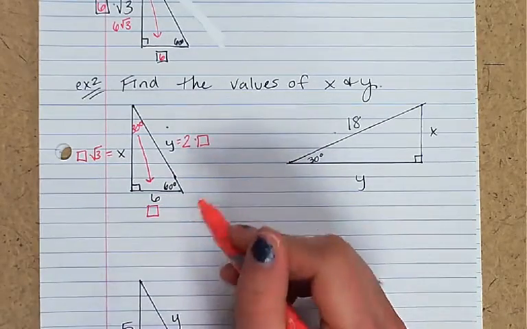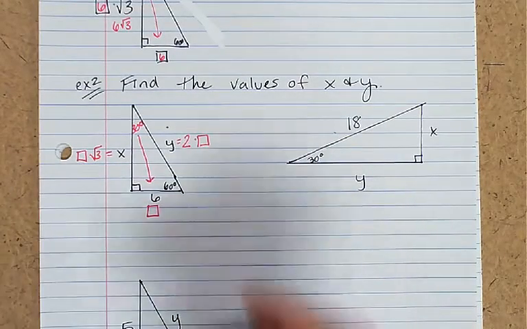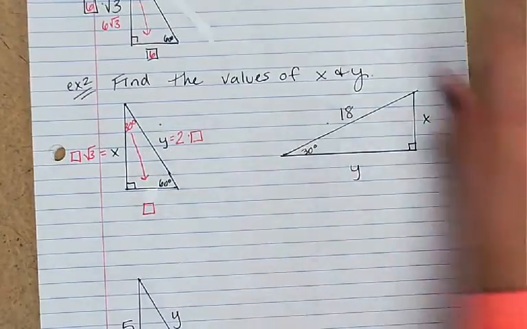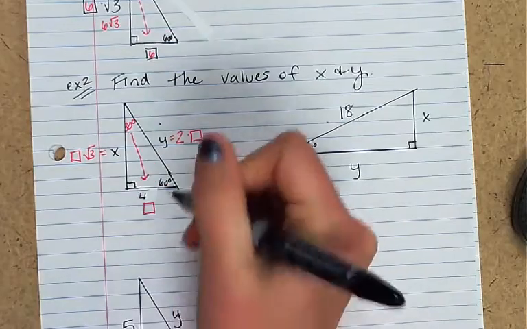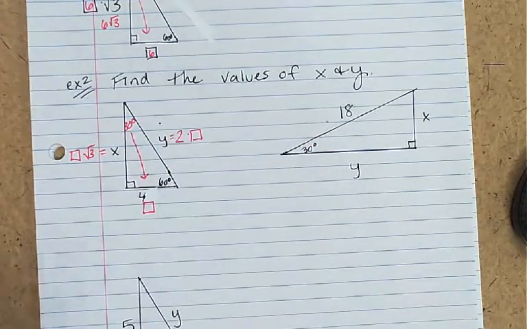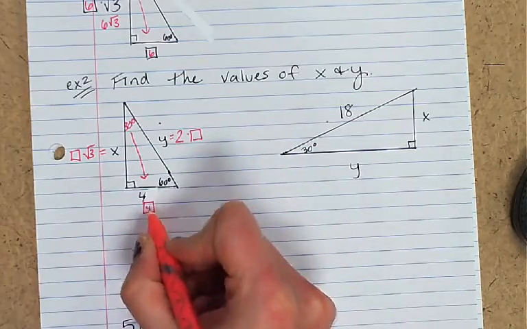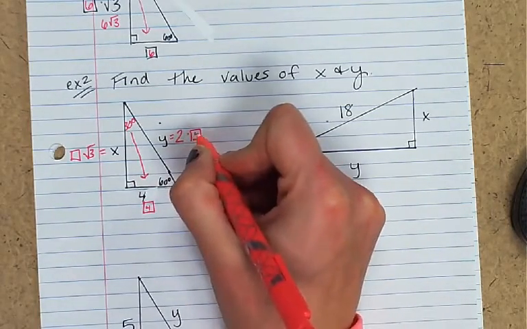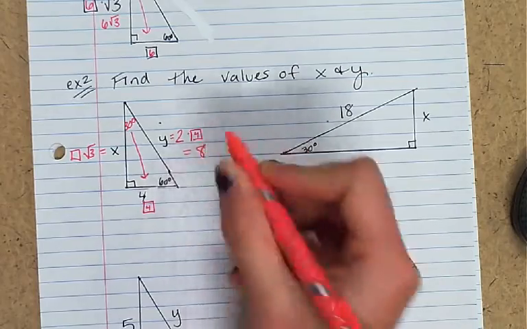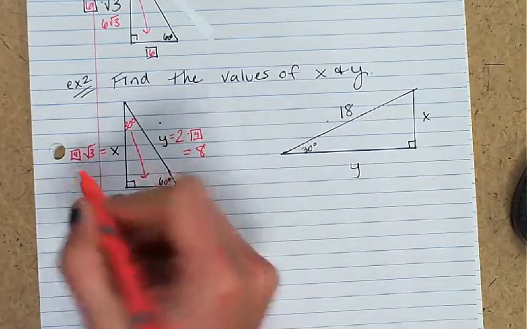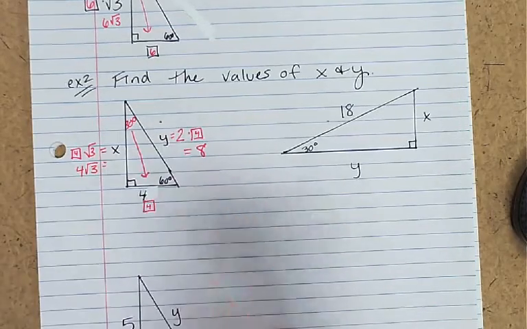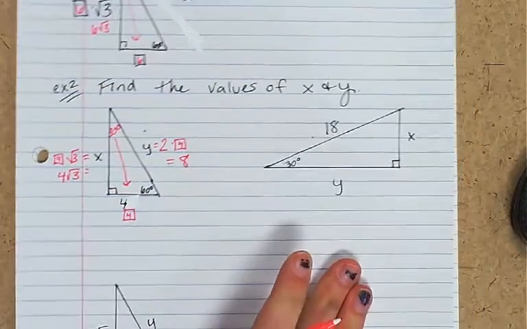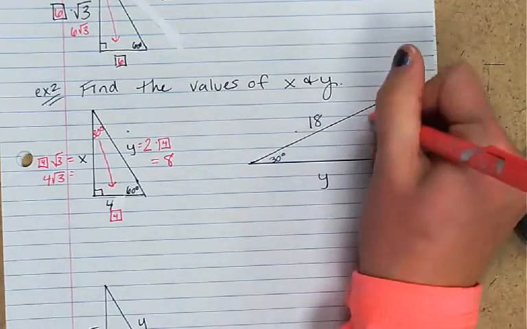It is a 6. I'm going to go ahead and change that value really quick so that we do something different. Let's say it's 4. Just changing that up because I already did a 6 up there. So we know the box is 4. So y is going to be 2 times 4, which is 8. And x is going to be 4 times the square root of 3, which is just 4 root 3. There.